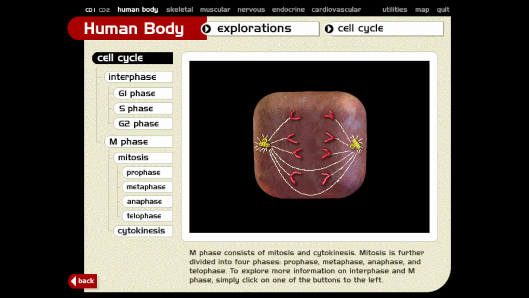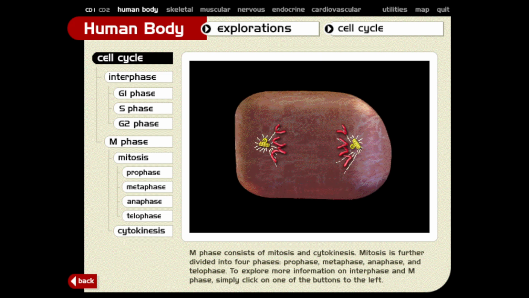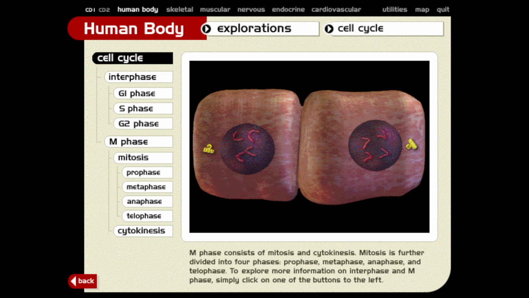To explore more information on interphase and M phase, simply click on one of the buttons to the left.